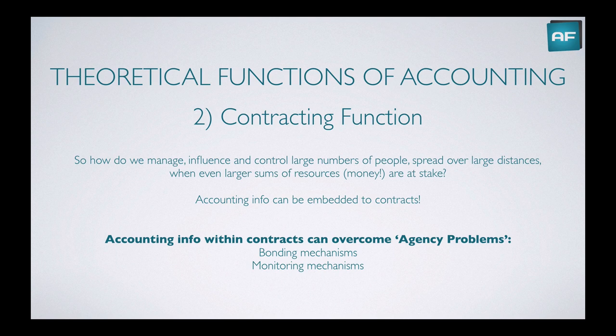Now, agency problems is a technical, or an academic, term for the situation I just described earlier, in that ownership of the resources and control of the resources, like the managers and the employees, are separated. So they often have different motives. The managers and the employees probably want to do as little work and get paid as much as possible, while the owners of the resources probably want the agents to do as much work as possible for as little money as possible. So they have different incentives. So by introducing accounting information into our contracts, we can perform bonding mechanisms and monitoring mechanisms. And these are the two techniques to overcome agency problems.